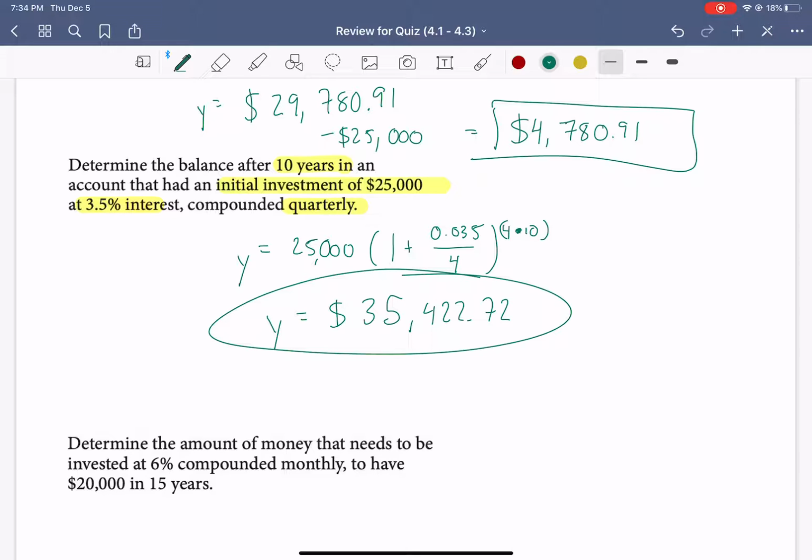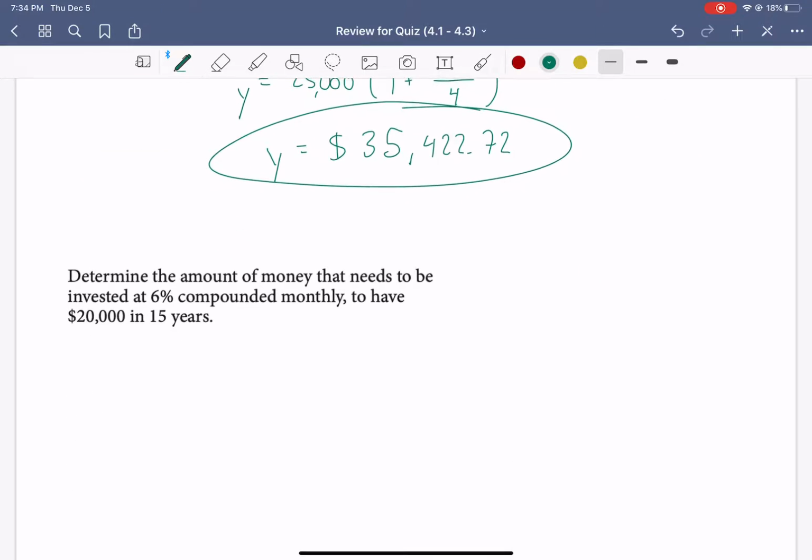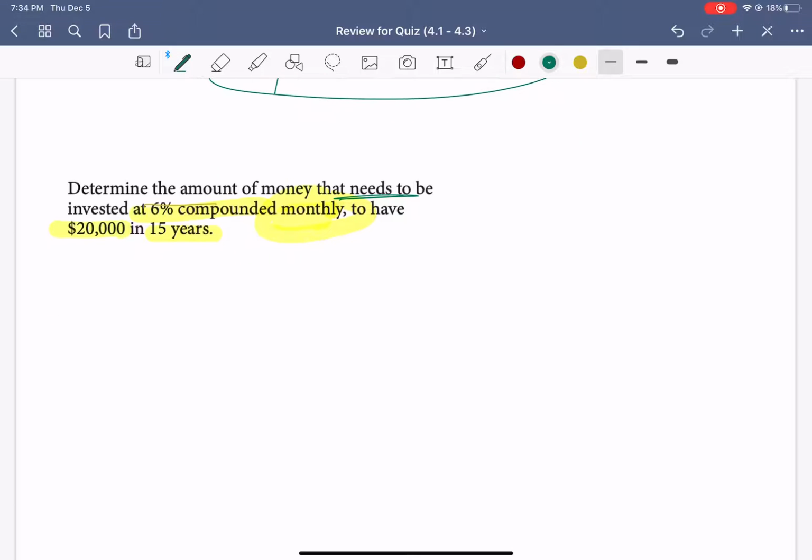And that would be our final answer here. Next, we have to determine the amount of money that needs to be invested when we have 6% compounded monthly, where our final amount is $20,000 after 15 years. So this one's going to be weird because it's not exactly the same work that we've been doing.